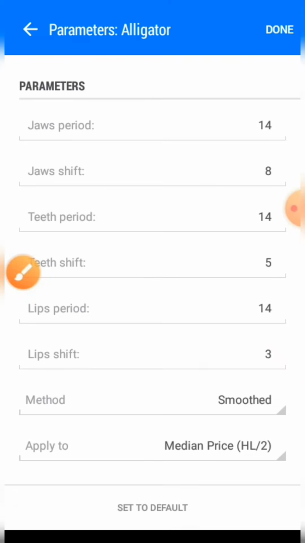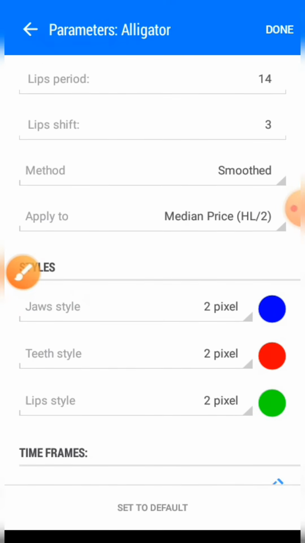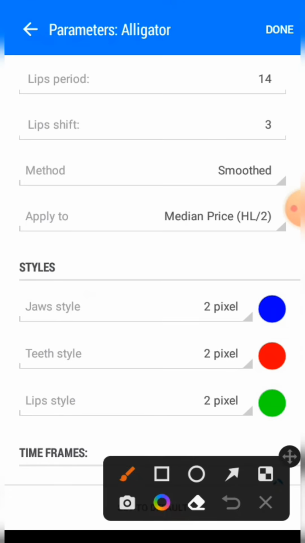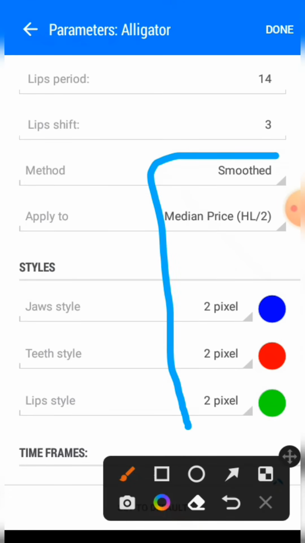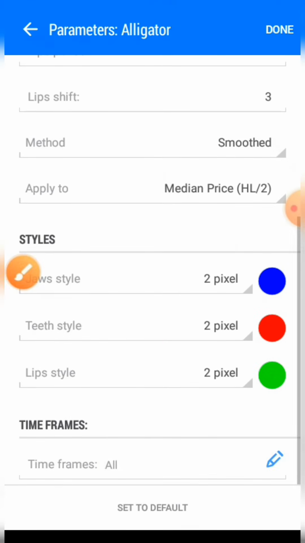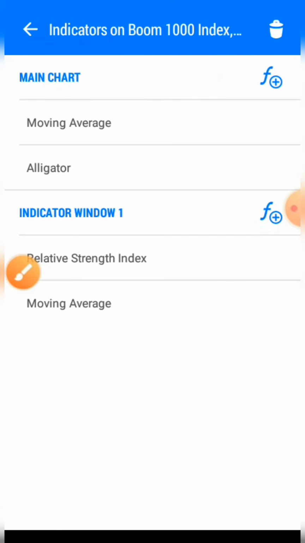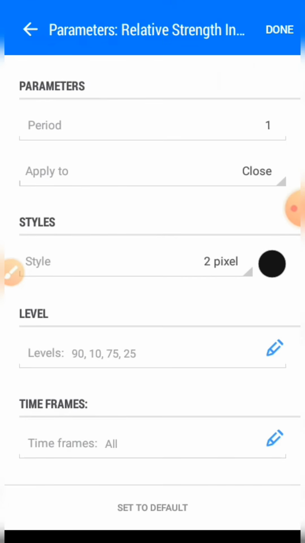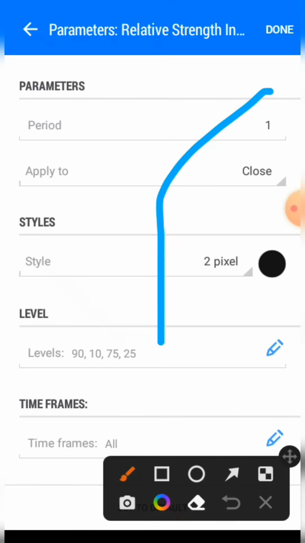After that you can see these are the remaining ones. Make sure you choose the same color the same way. After that you click on done. Now the next indicator you are going to search for is the relative strength index. After you search for it, you click on it. These are the settings you are supposed to set. This is the way you are going to set it.